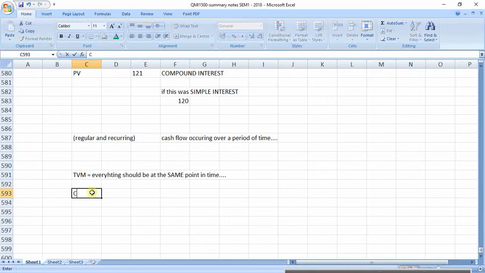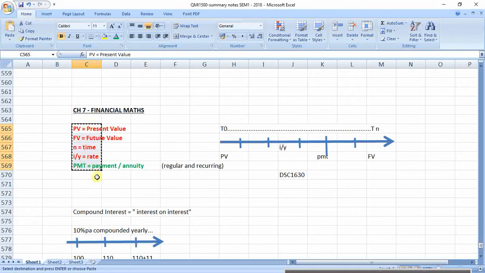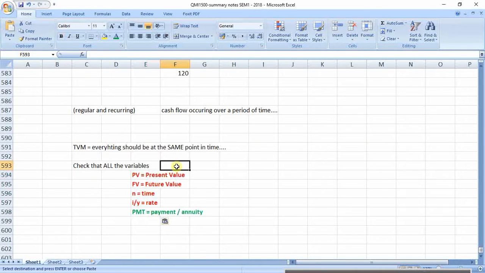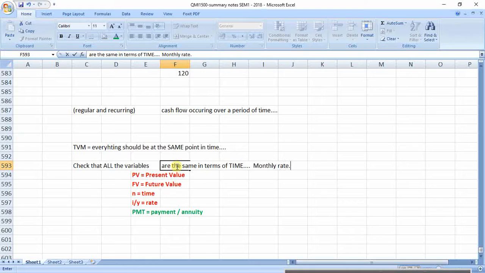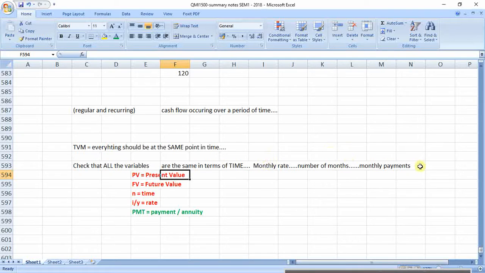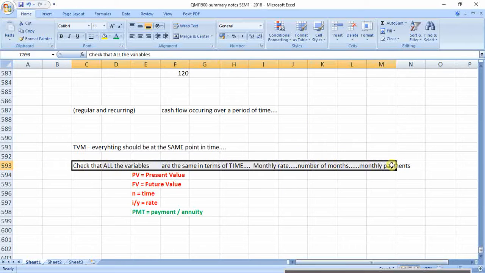Something else to check is that all the variables, when I say variables, I'm referring to this, are the same in terms of time. What do I mean by that? Well, if I've got a monthly rate, then I would need the number of months and I would need the monthly payments. So months, months, months. Days, days, days. Years, years, years. Keep the variables the same.